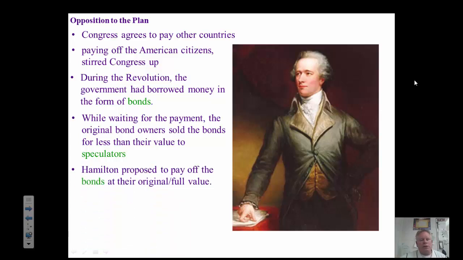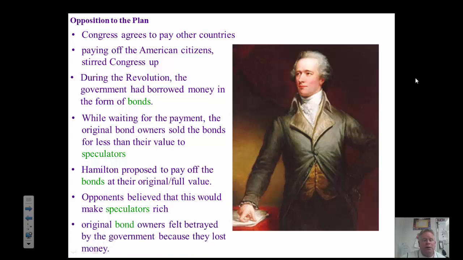Well, Hamilton said we need to pay off these bonds at full value. But the representatives in Congress thought, well, that's going to make all those speculators rich, and we don't really want to do that. The original bond owners felt betrayed by the government because they lost money. Well, these original bond owners, nobody forced them to sell those bonds to the speculators, but they needed the money, and I can see their side of it. They were trying to help the government win the war by buying the bonds, but ultimately they decided to pay off the bonds at full value.